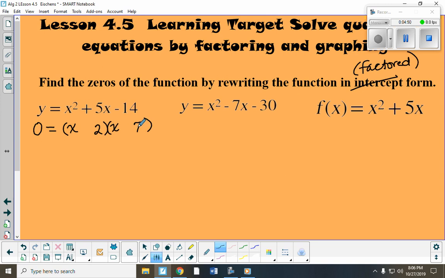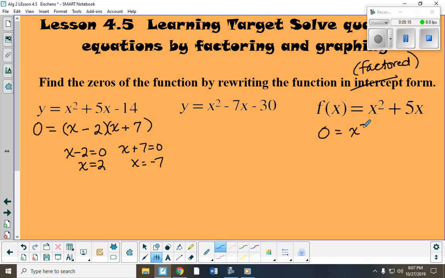So let me see, 7 plus 7 minus 2 would give you 5. 7x minus 2x would give you your 5x. Set those factors equal to 0. x equals 2, and x equals -7.